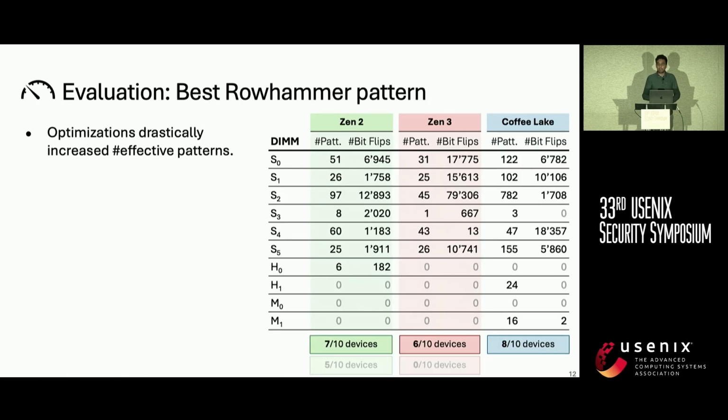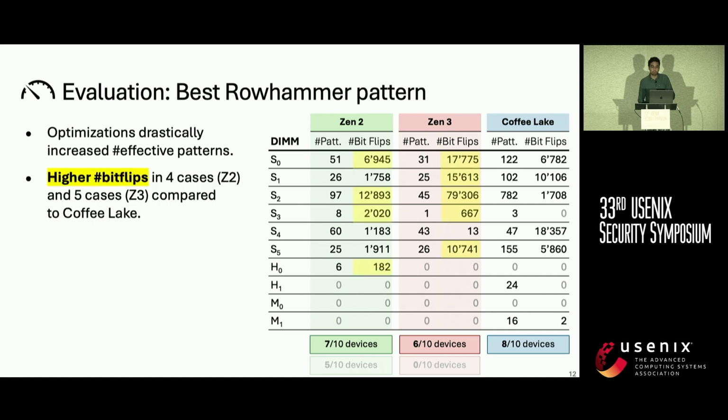And to evaluate the effectiveness of our optimizations, we then sweep the best pattern that we found in a 6-hour fuzzing run over 256 megabytes of contiguous memory. And we can see that these optimizations drastically improved the number of effective patterns. On Zen 2, where we found bit flips on 5 devices, now we find bit flips on 7 devices. On Zen 3, where we did not find any bit flips on any of the devices, we now find bit flips on 6 devices. And we also have a higher number of bit flips in 4 cases on Zen 2 and in 5 cases on Zen 3 compared to Coffee Lake.